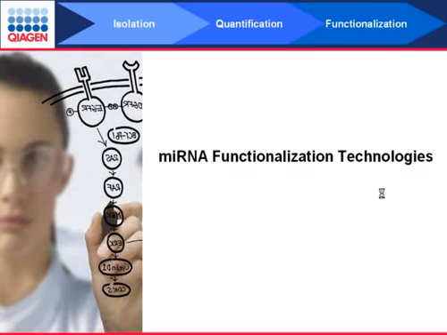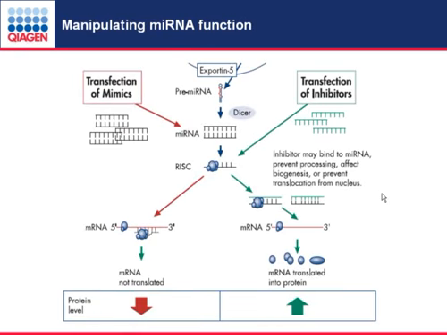I'd like to now finish with a discussion of microRNA functionalization technologies. And microRNA functionalization technologies involve manipulating microRNA function. And you can do this through either using mimics or inhibitors. And miScript microRNA mimics are synthetic double-stranded RNAs that mimic naturally occurring microRNAs after being transfected into cells.